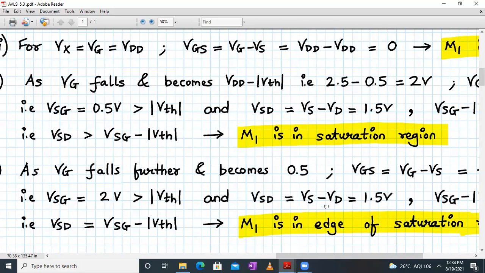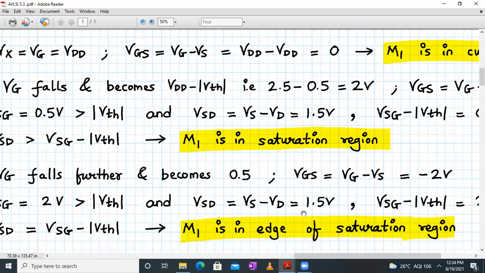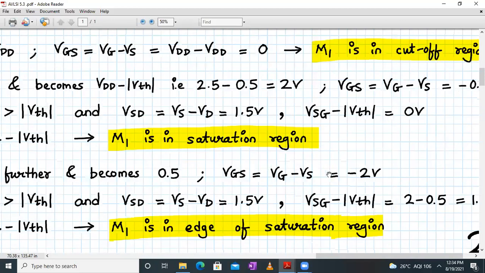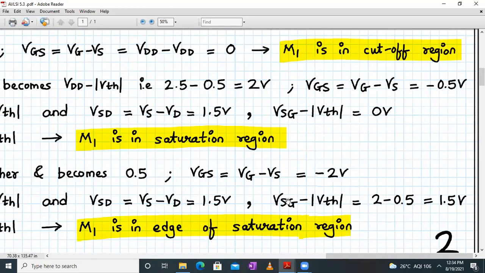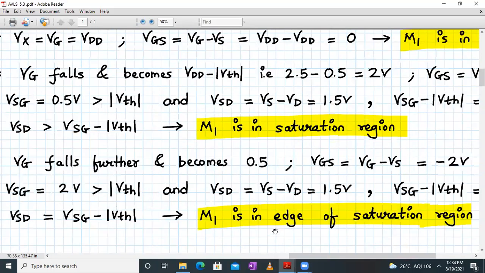What is your VSD? VSD is not changing. VSD is still VS minus VD. VS is 2.5, VD is 1 volt. So VSD is 1.5. So what will be the value of VSG minus mod of VTP? VSG right now is 2 volt and VTP value is 0.5, so VSG minus mod of VTP is 1.5. So if I compare VSD value and VSG minus mod of VTP value, they are the same. And whenever they are the same, I can say that M1 is operating at the edge of saturation region.